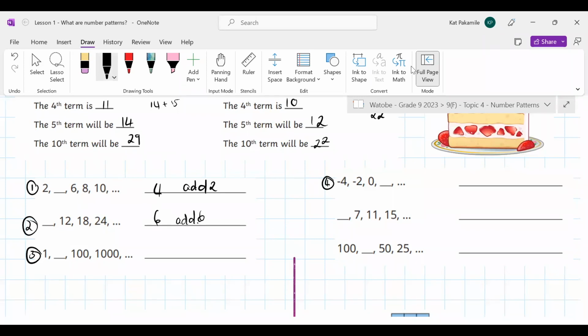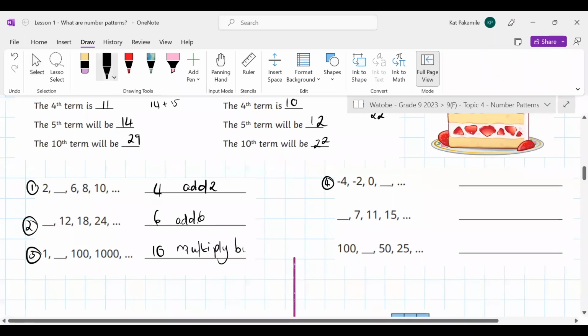Eddie, do you want to do number 3 with me? No, Eddie vanished. What's happening there by number 3? Paul says the missing term is 10. Are we sure we add 10? 1 plus 10 is 11, isn't it? It's definitely not 10. Yes, Eddie? So it's going to be multiplying by 10. Yes. Multiply by 10. Thank you.